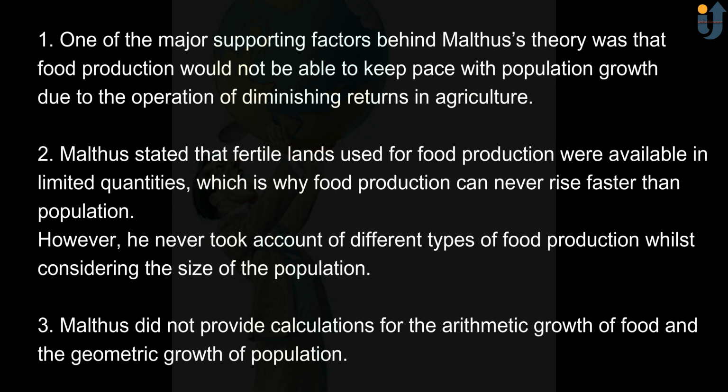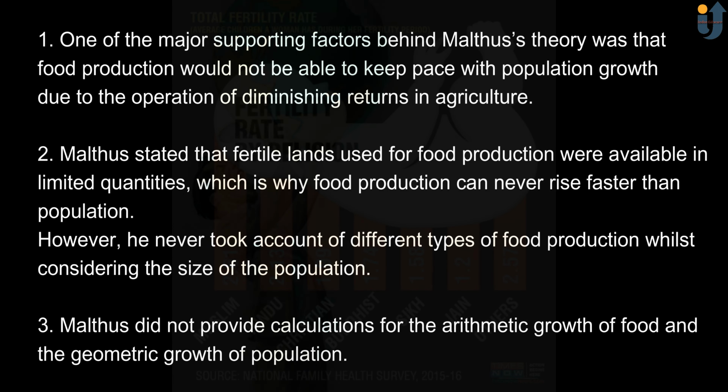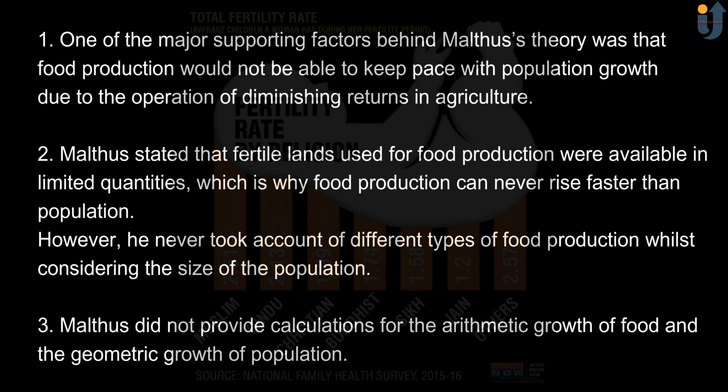One of the major supporting factors behind Malthus' theory was that food production would not be able to keep pace with population growth due to the operation of diminishing returns in agriculture. Malthus stated that the fertile lands used for food production were available in limited quantities, which is why food production can never rise faster than population. However, he never took account of different types of food production whilst considering the size of the population. Malthus did not provide calculations for the arithmetic growth of food and the geometric growth of population.